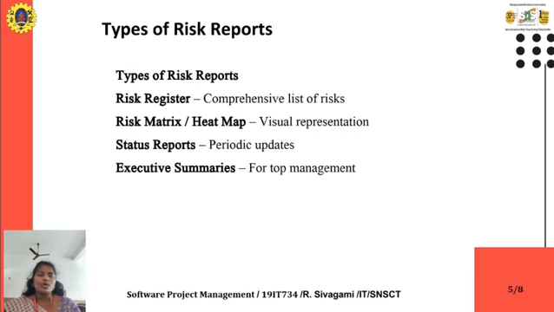And then the types of risk reports. What are all the types of risk reports in our projects? The first one is risk register, the next one is risk matrix, the third one is status report, and the fourth one is executive summary. The risk register means a comprehensive list of the risks. The risk matrix is a visual representation, meaning it visualizes the risk.